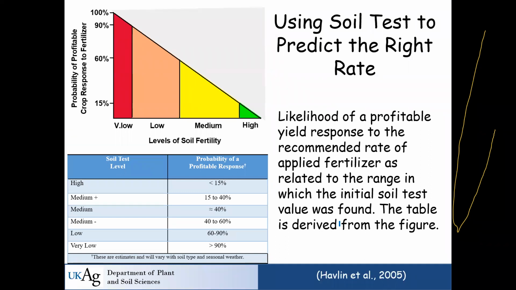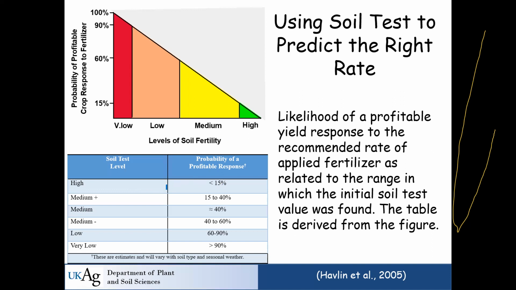This is not a perfect relationship. We have a graph here which shows the probability of a profitable response to fertilizer, ranging from pretty low probability up to pretty high. And notice that for soil test levels in the very low category, it's a very high probability, but it's not perfect. There are places where you won't get a response, maybe because of drought, maybe because of disease. As you move from very low to medium, you start to lose a lot of that probability of a positive response that will pay for the fertilizer.